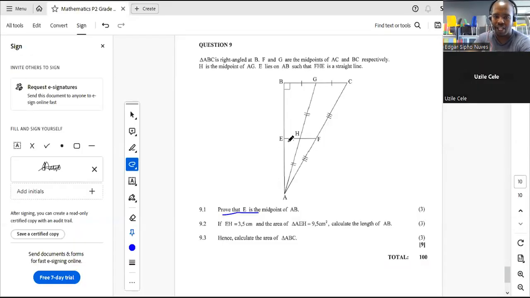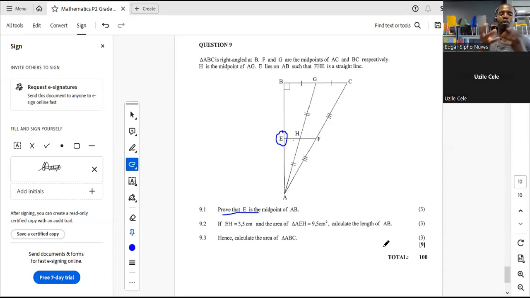So now there it is. Now they're asking you to prove that E is a midpoint of AB. So in math, sometimes what we do is the converse. Converse is like the opposite. Remember what we said now is that if you draw a line through the midpoints, that line is parallel and half the size of the third side. So the converse is the opposite.